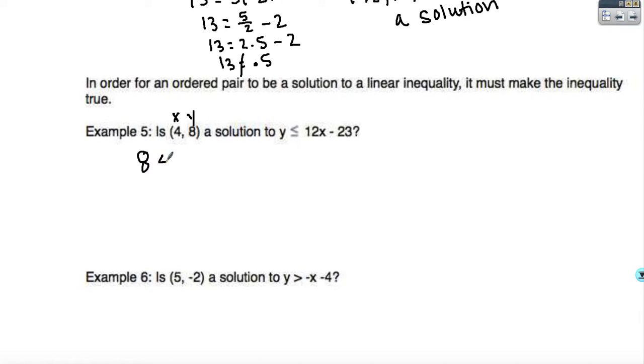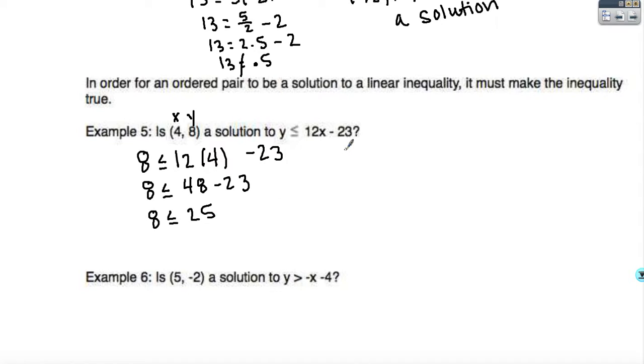So we'll have 8 less than or equal to 12 times 4 minus 23. So this is going to be 8 less than or equal to 12 times 4 gives me 48 minus 23. And so 8 is less than or equal to 25. So because 8 is less than or equal to 25, that means that the point is a solution to the inequality. If I were to graph this inequality, I would see that this point either laid on top of the solid line or in the shaded area.